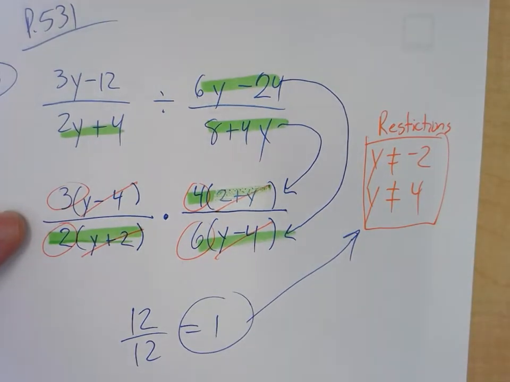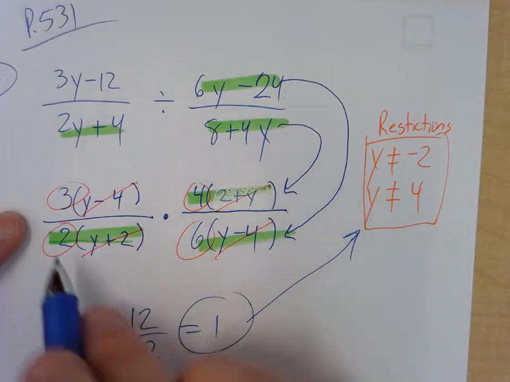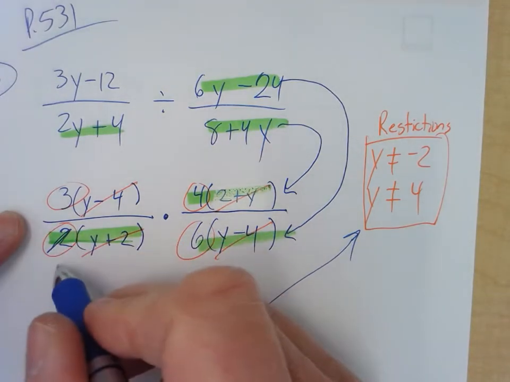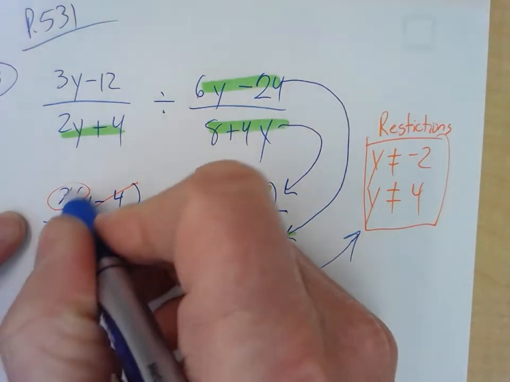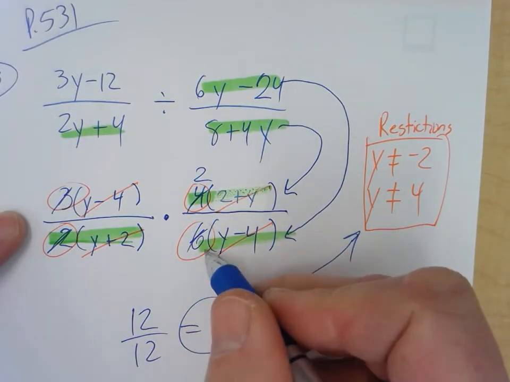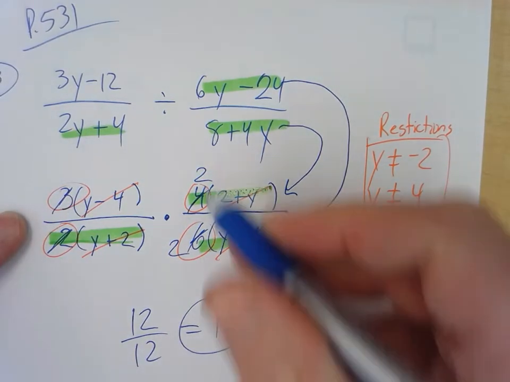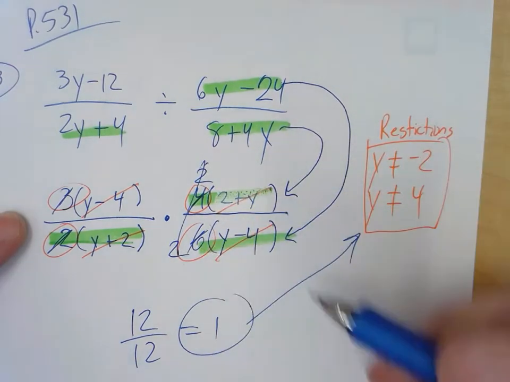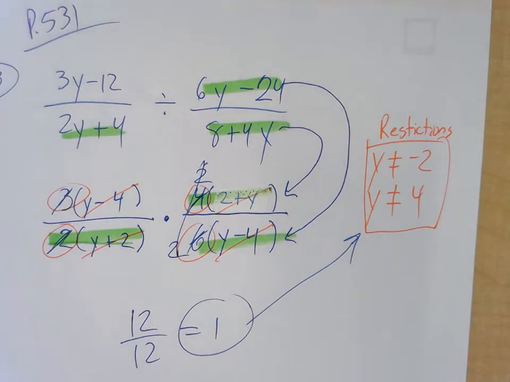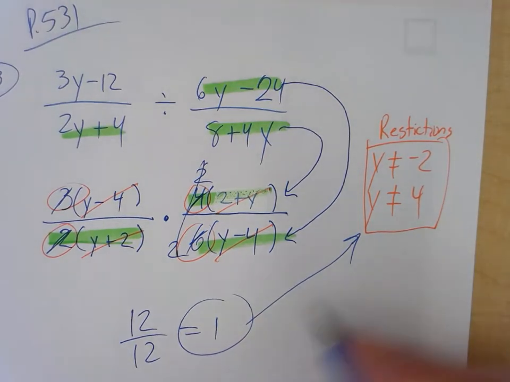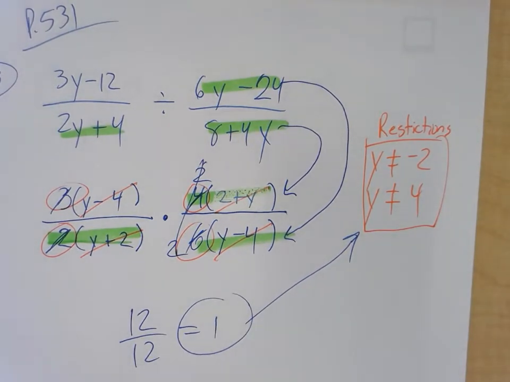Another way that you could look at it is you could say, hey, 2 divides into 4 2 times, so there's a 2 left over there. And then 3 divides into there 3 times, so there's a 2 left there, and then 2 over 2 is 1. So it all goes to 1. However you want to think about it, slice it or dice it, the answer is 1, and then those are the restrictions.